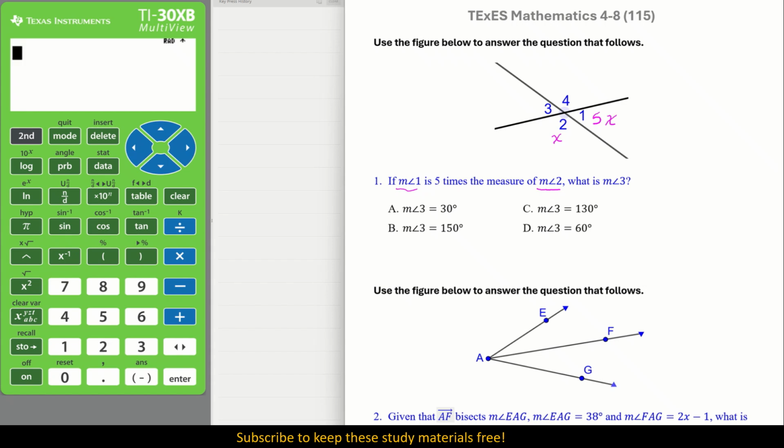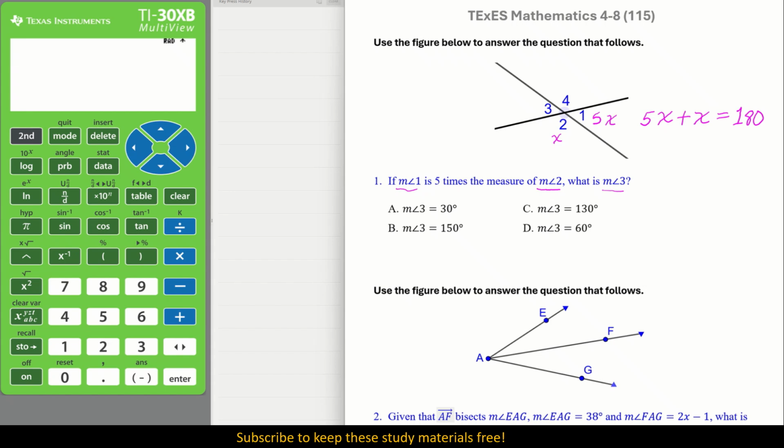Now we know that a line is 180, and two angles along the same line add together to a degree measure of 180. So our setup is going to be 5x plus x equals 180. Now, we can simplify and condense this, and then I will show you how we can use the calculator to quickly get this without doing a lot of calculations. Also, remember, we're looking for the measure of m.